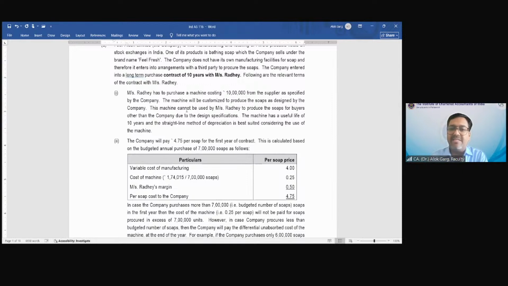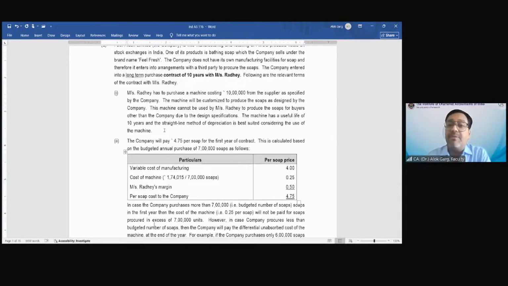The machine has a useful life of 10 years and the straight line method of depreciation is best suited considering the use of the machine. By reading paragraph number 1, I mean point number 1, it seems like this machine was entirely purchased for Feel Fresh. This machine is dedicated for Feel Fresh. This machine is of no use for parties other than Feel Fresh.